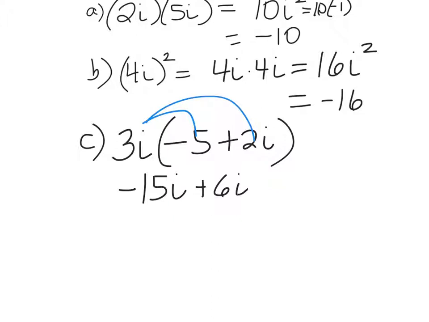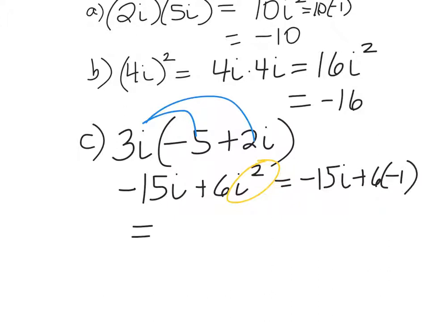And now we need to clean this up. Okay? Never ever leave i squares or any powers of i in any of your answers. It'll get marked wrong. Okay? i squared is -1. So this is -15i plus 6 times -1, which I write as -6 minus 15i. Always try to remember to write the real part first and the imaginary part second. Okay?